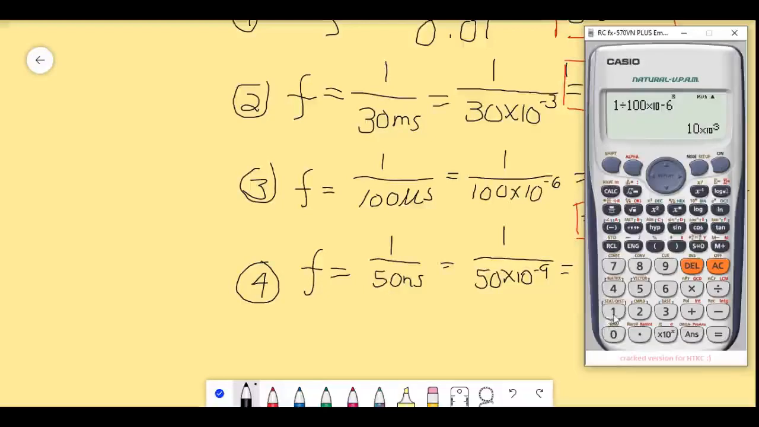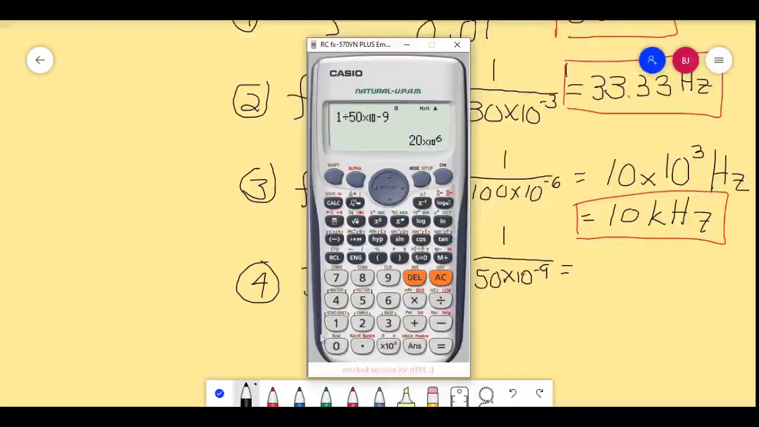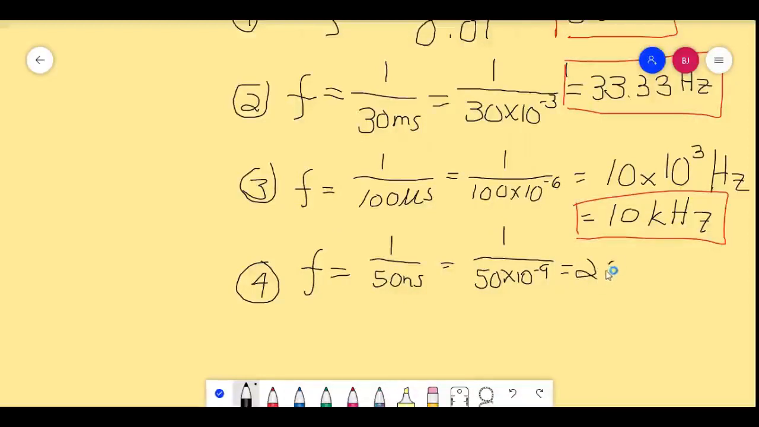Let's use our calculators. So 1 divided by 50 times 10 raised to x -9. And that would be equal to this number. Let's just click ENG once. And we get 20 times 10 to the 6. So 20 times 10 to the 6 hertz. And if you look at our table, once again, if you haven't memorized it by now, times 10 to the 6 is actually mega, denoted by the big letter M.